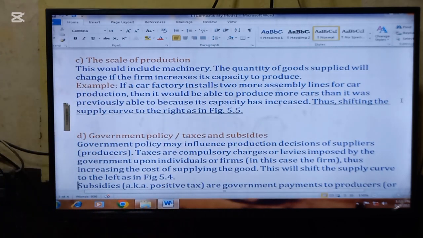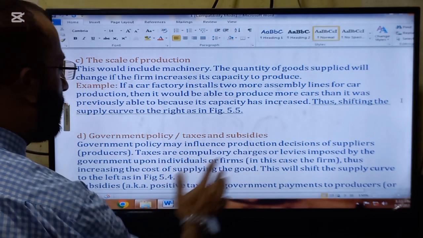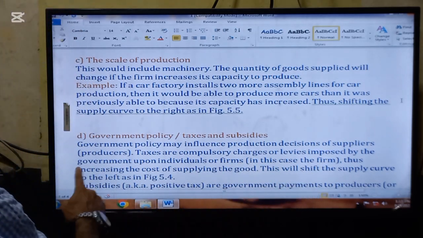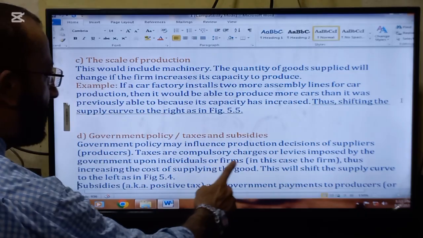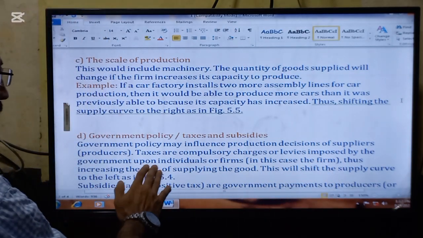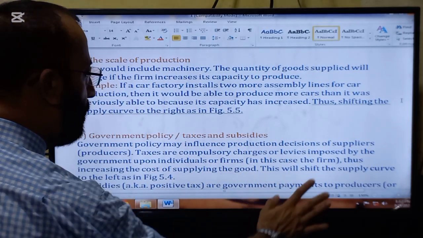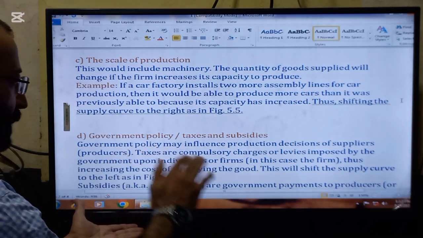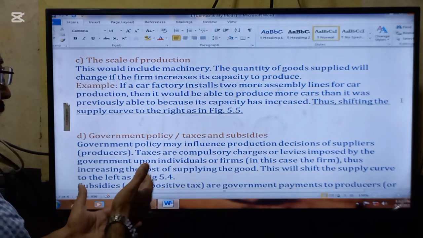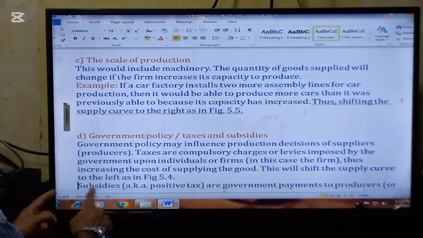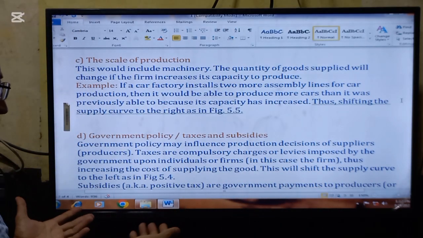The next factor that will affect the supply is the government policy, that is taxes and subsidies. Government policy may influence the production decision of the suppliers, producers. Taxes are compulsory charges or levies imposed by the government upon individuals or firms, in this case the firm, thus increasing the cost of supplying the goods. So definitely if the tax is applied or tax rate is increased, the cost of the production will be increased. This will shift the supply curve to the left because cost of the production is higher now.